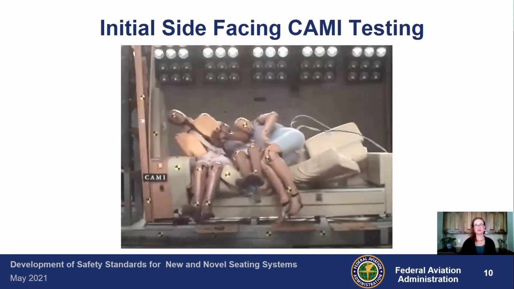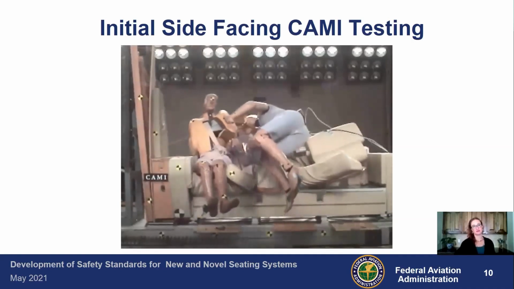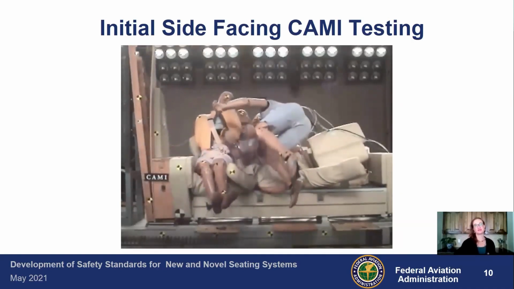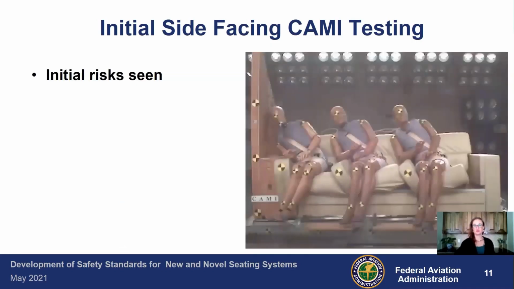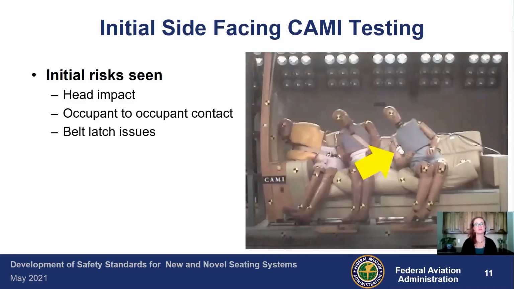And what we're seeing in this is new injury risks that we didn't expect, well, that we don't traditionally get in forward facing. So in particular, you can see we have now the head impacting the wall. We have occupant to occupant contact. Again, something not seen in traditional seating systems. And in that particular instance, we had some belt latch issues. You saw the test dummy on the far side actually came unbelted.